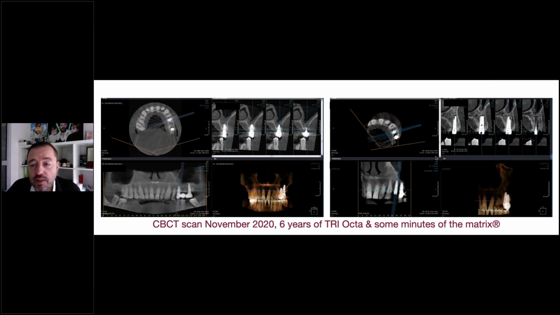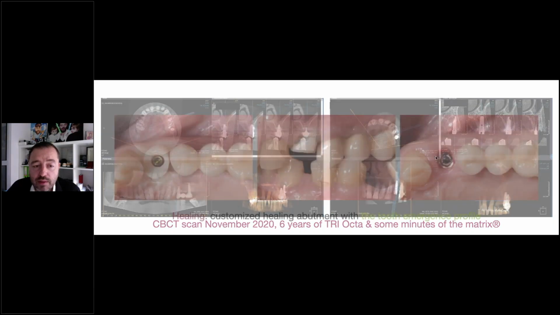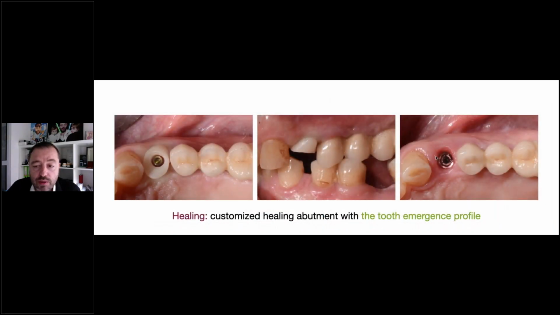And here you can see the CBCT after implant insertion. It is still with a standard healing abutment. We needed a few hours to produce the personalized healing abutment. And this is how it looked with the healing abutment. As you can see, we had a very nice tissue situation around the new implant with a customized healing abutment.